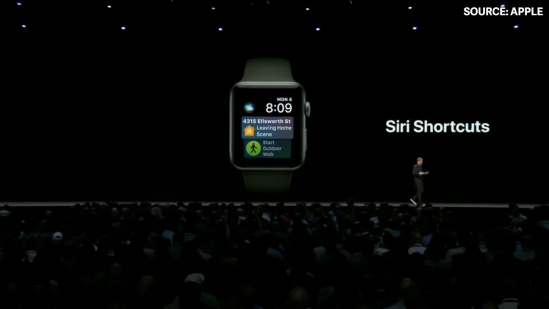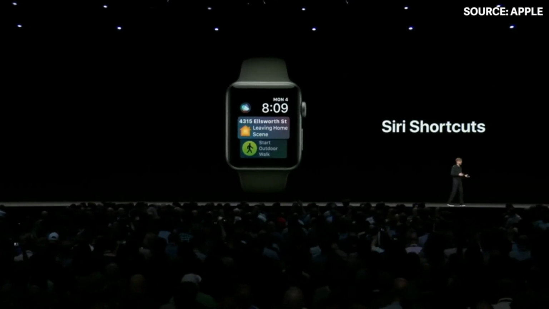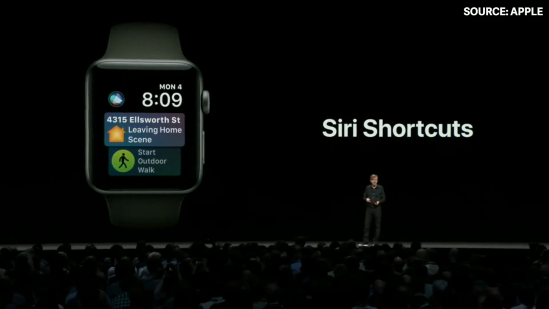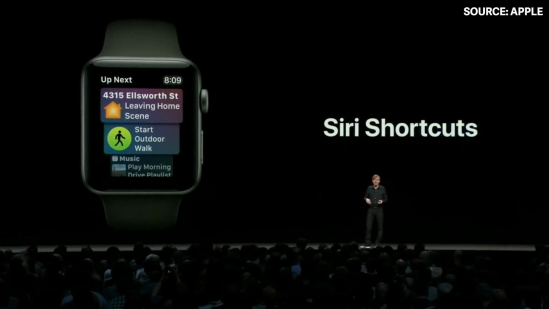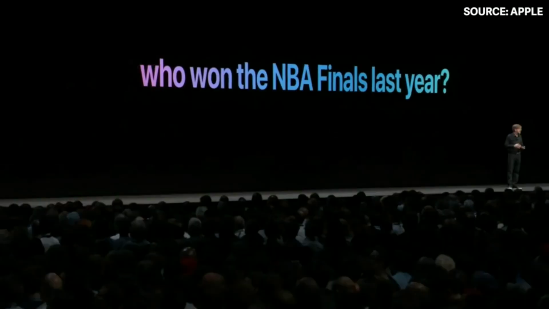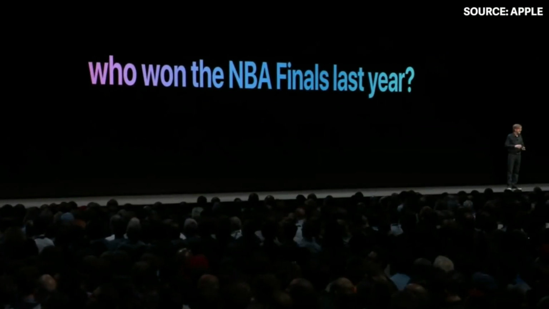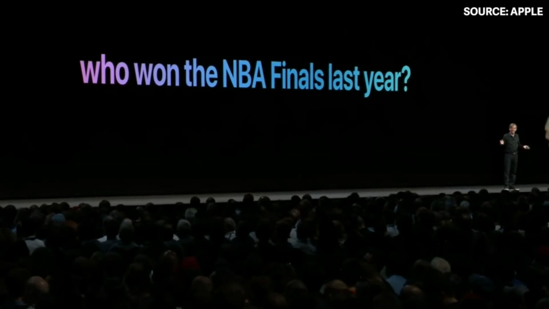Those shortcuts you saw coming to iOS 12 are also going to be available in watchOS. So in addition to getting relevant information, you'll also receive predicted shortcuts right on the Siri watch face. So at a wrist raise, you'll be able to directly do things like turn on your leaving home scene or start an outdoor walk. So you no longer need to say, "Hey Siri." You just raise your wrist and talk to Siri.